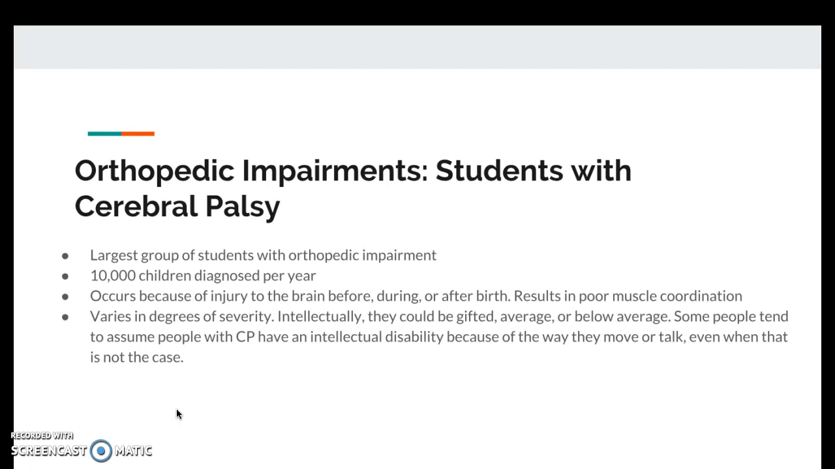It doesn't really affect their intellect, so they could intellectually be gifted, average, or below average. Although some people tend to assume people with CP have an intellectual disability because of the way they move or talk. Sometimes they could even be in a wheelchair. It just depends on how severe it is.